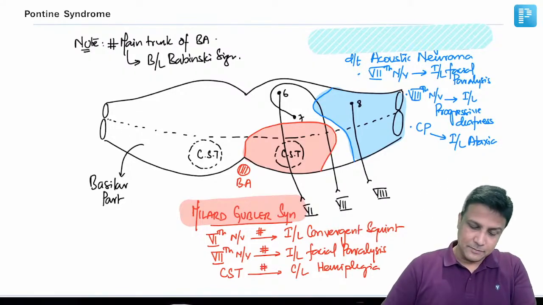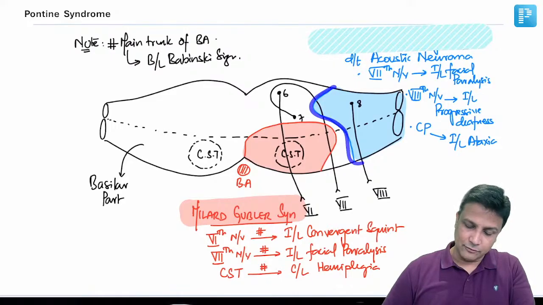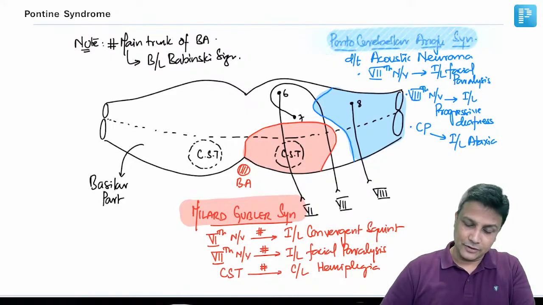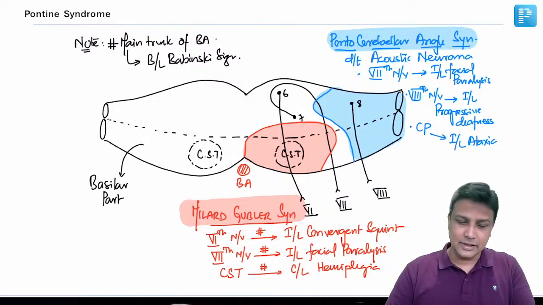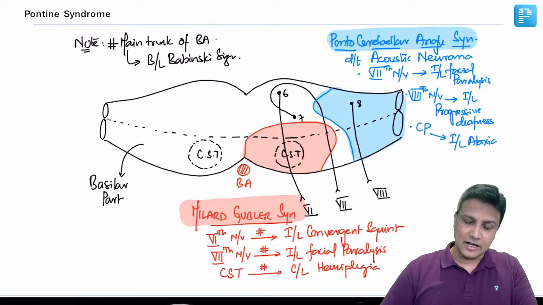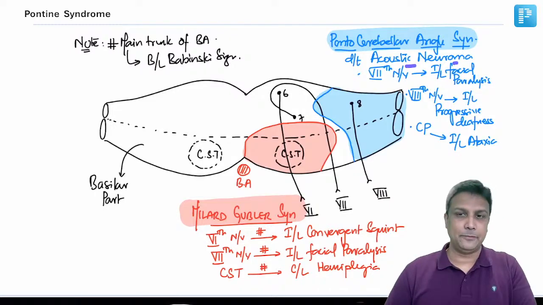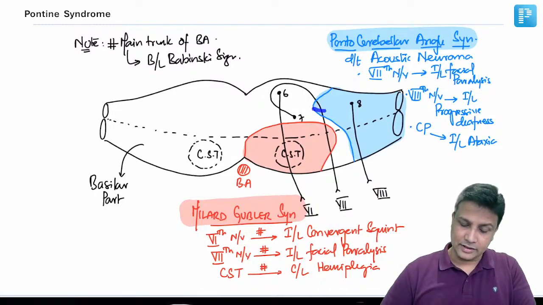Similarly, if this much part of the pons is involved, this will be referred to as the pontocerebellar angle syndrome. Pontocerebellar angle syndrome. Please remember the reason here. The reason here is that it is occurring due to the acoustic neuroma. Now, what is involved here? The seventh nerve is involved here.